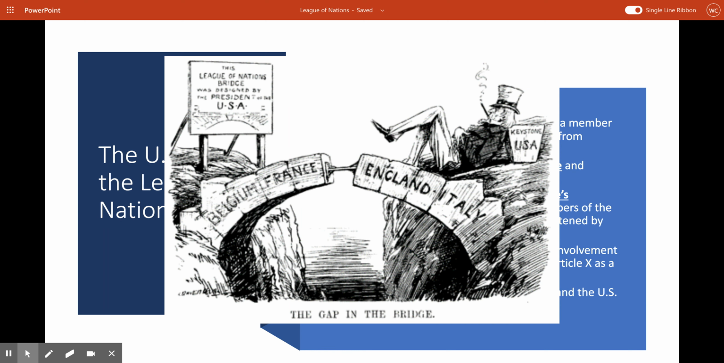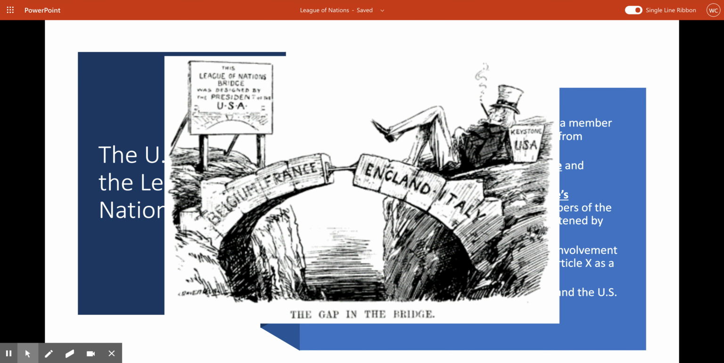And here is an image. This cartoon really implies that without America, the bridge would collapse, right? So this is called the gap in the bridge. And the bridge represents the League of Nations. And you can see Uncle Sam on the right there. He's the personification of America, and he's reluctant to place the keystone in the bridge to complete it. So you can see on the right here, he's leaning on the keystone, right? So he's refusing to place that keystone in the middle of the bridge right here.